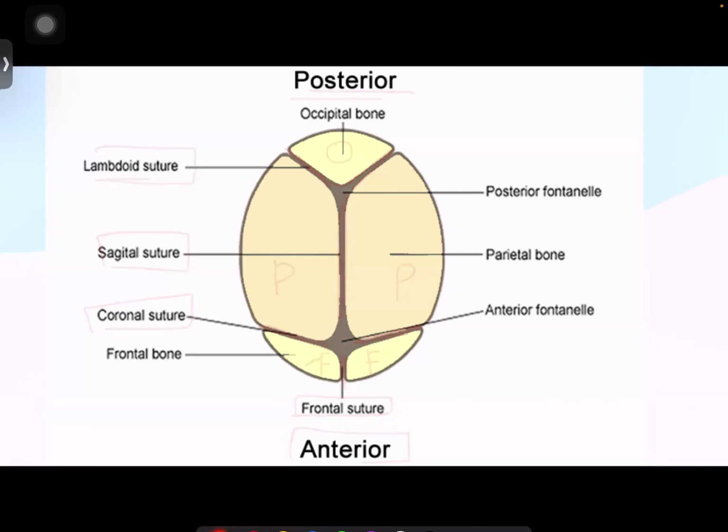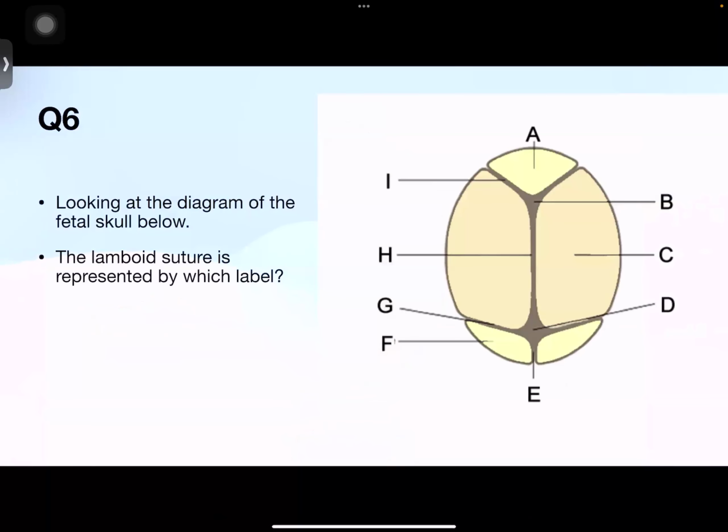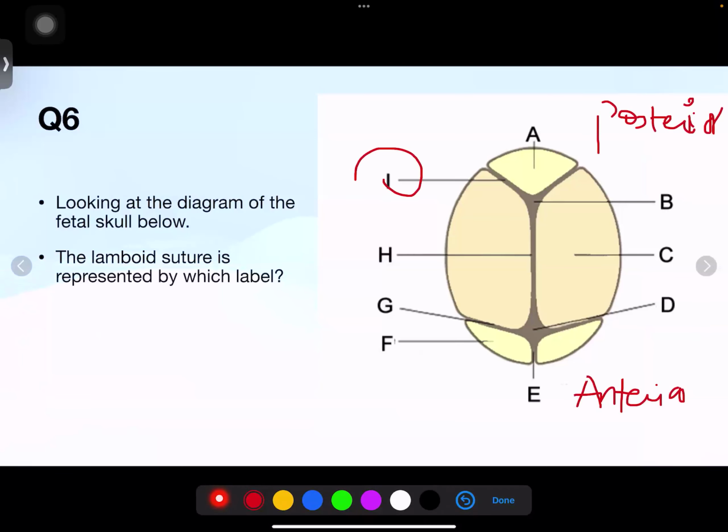So the lambdoid suture was marked by I. Okay, so this is actually the lambdoid suture. You have to just know that this is the occiput, because the occiput is one bone and anteriorly are the two frontal bones.